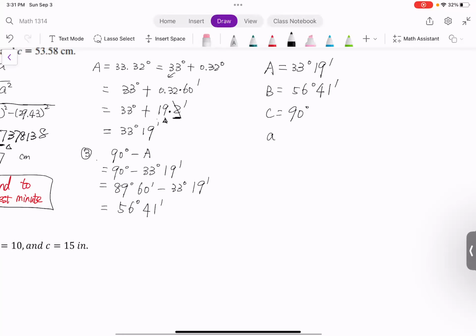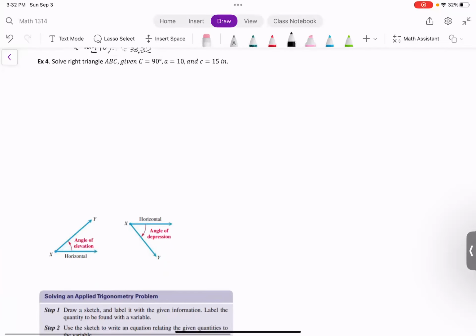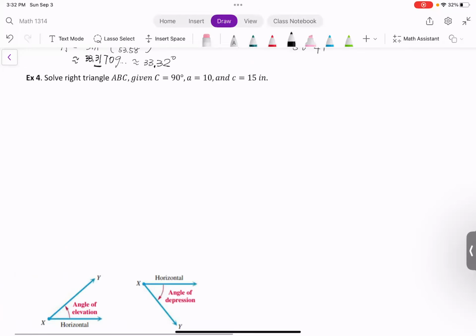Oh, A is given. A is 29.43 centimeters and B is about 44.77 centimeters. And what is the C? C is given. C equals 53.58 centimeters. We got all of this information. All right, this is an interesting one, right? Let's see the next one. We have more examples.